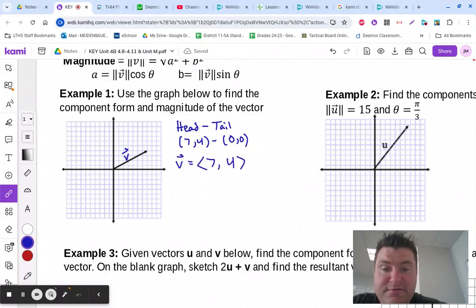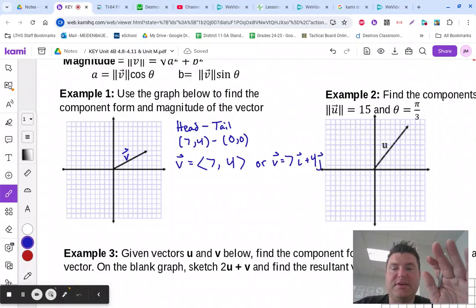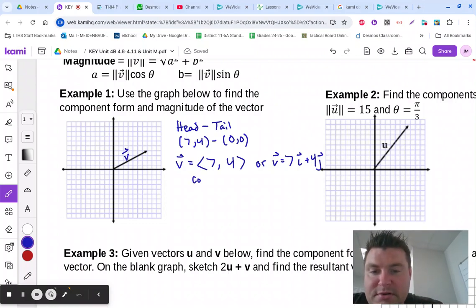And this is in component form. If I want it in i j form, V is 7i, and instead of a dot, I just put an arrow, plus 4j. Again, instead of a dot, I just put an arrow. So same thing, component form on the left, i j form on the right.